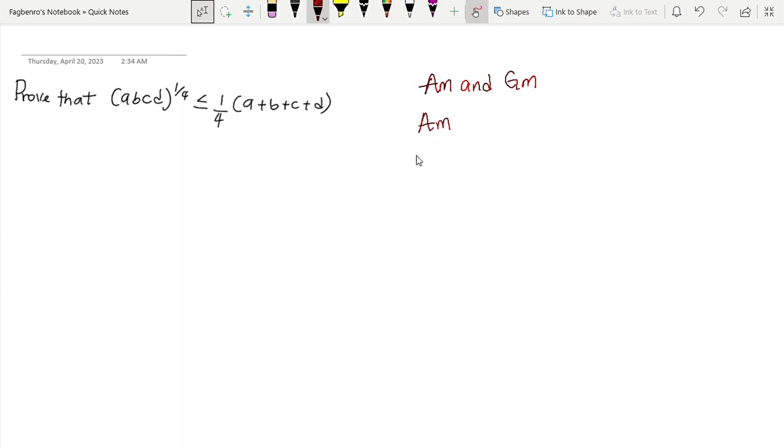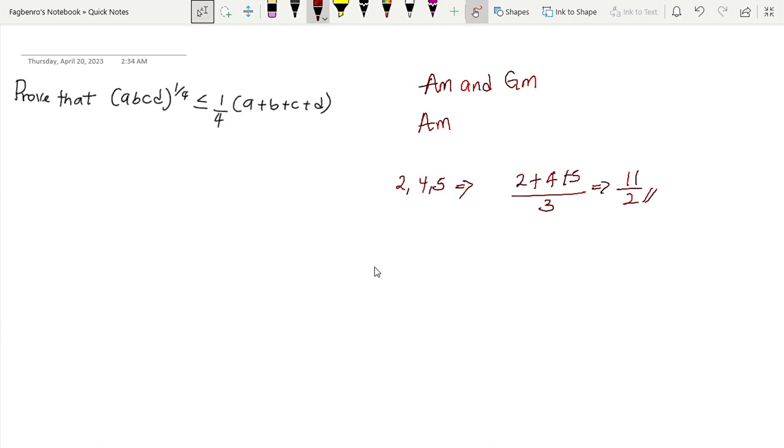Alright. What do I mean by arithmetic mean? Let's say you have 2, 4 and 5 and you have to find the arithmetic mean of this. All you have to do is 2 plus 4 plus 5 divided by how many numbers there are. Just 3. So that will give us 11 over 3. That's just AM, that is arithmetic mean.